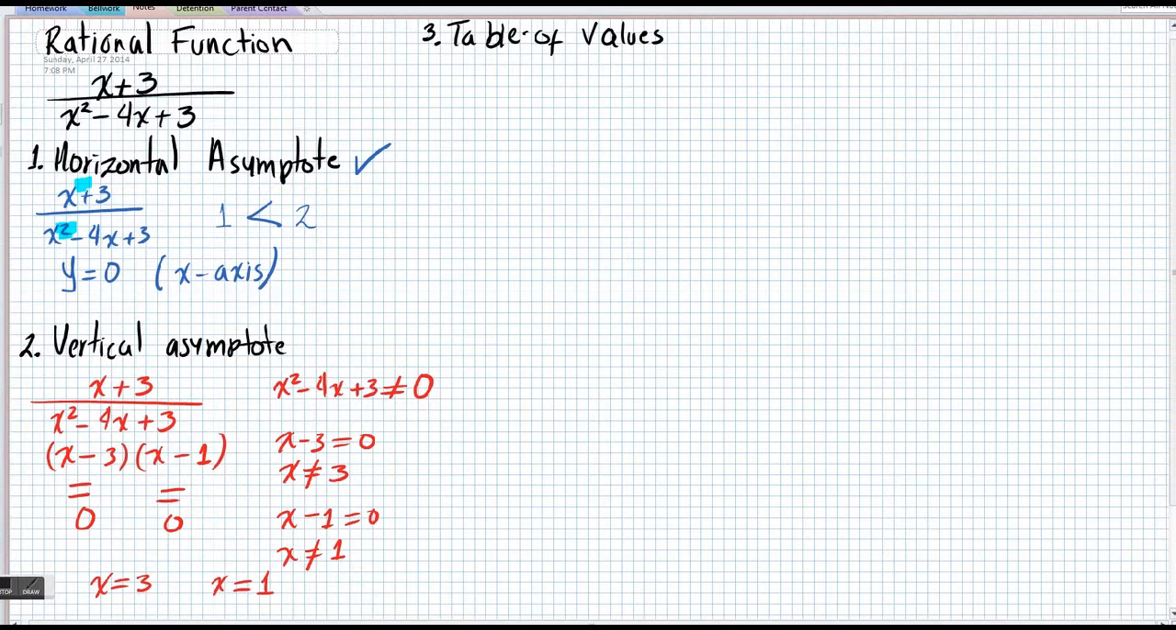Our last step is going to be to find a table of values. Now, calculating a table of values is a little bit time consuming, so I'm going to pause for a second and I'm going to calculate the table of values. All I'm doing is plugging in numbers of x, and we're going to get the values of y.